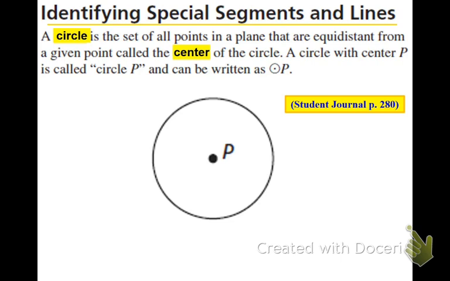Alright, so how you would name this circle, since the center is called P, you would call it circle P. You can write it with the word circle P, or it can be written as a circle symbol with a P. That is how you name a circle. So you have drawn a circle, hopefully you have named that circle, and then we're going to talk about the 5 different types of lines and segments you can have.